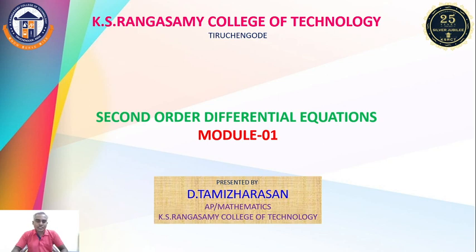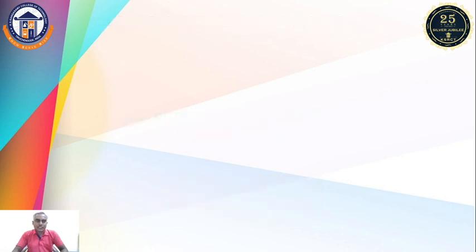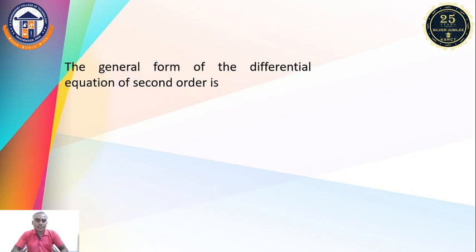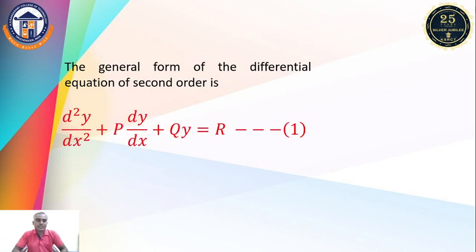What is its representation? So we define it. The general form of a second order differential equation is, we write it as d square y by dx square plus p into dy by dx plus qy equal to r. Take it as equation number 1.